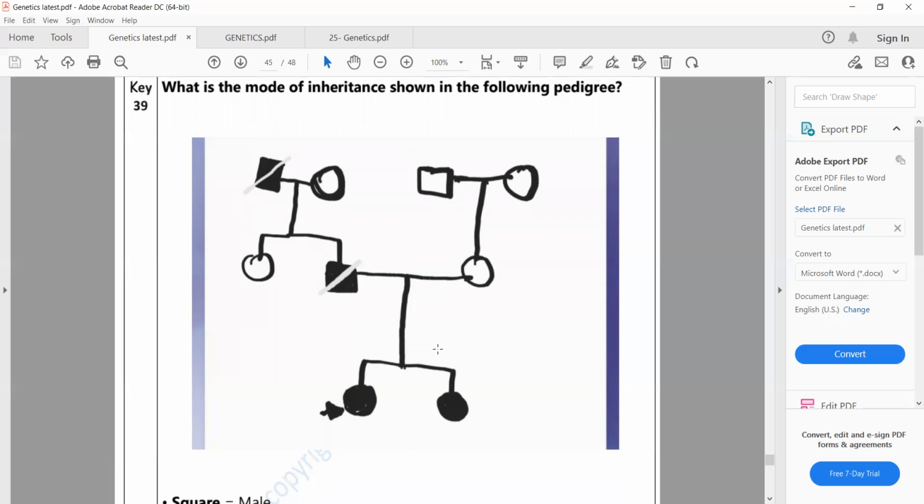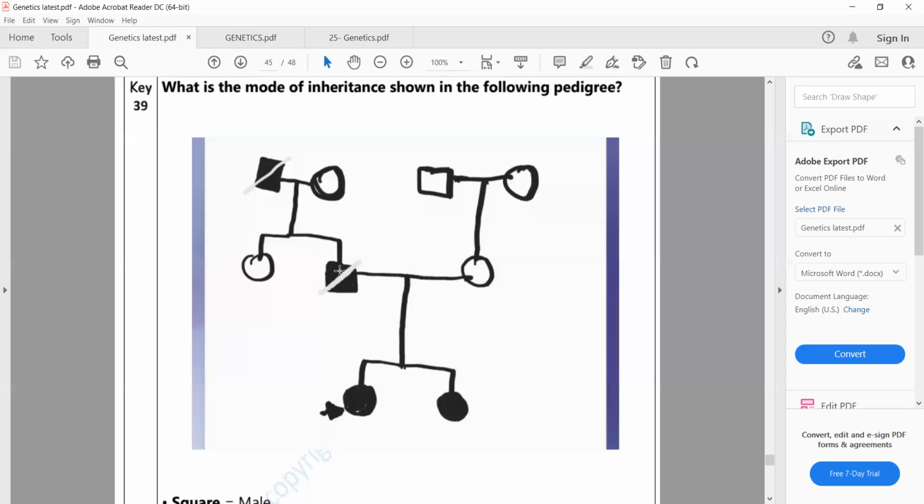Now to decide about autosomal dominant or recessive inheritance, we need to go a little deeper, and we should start from the parents. You can see that this parent is affected, and with a recessive disease, an affected male child cannot be produced if the mother is normal. So that's why we said that it's an autosomal dominant inheritance and not autosomal recessive inheritance.